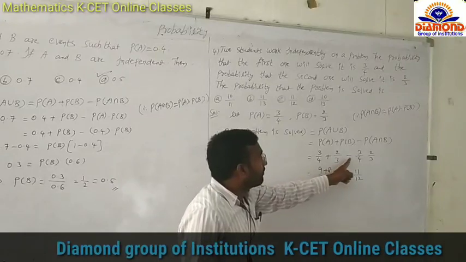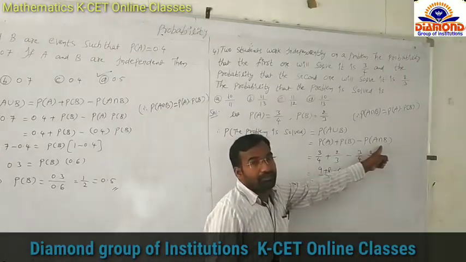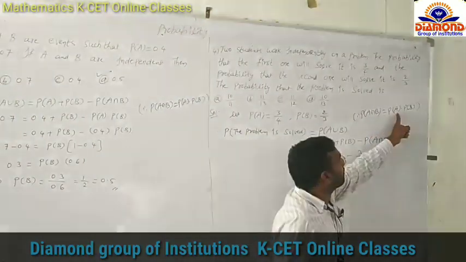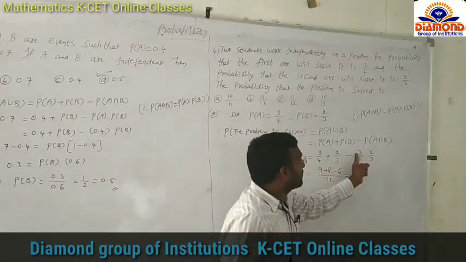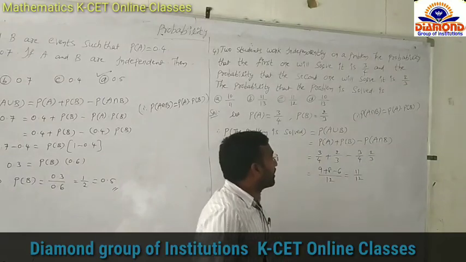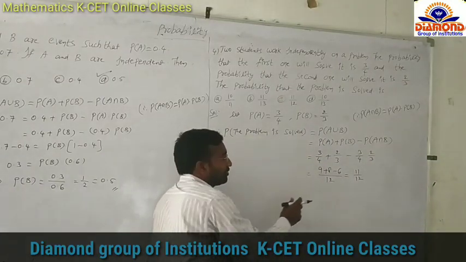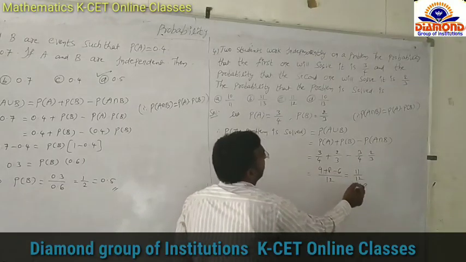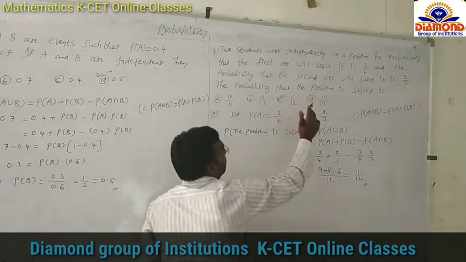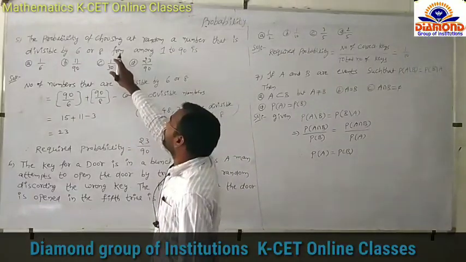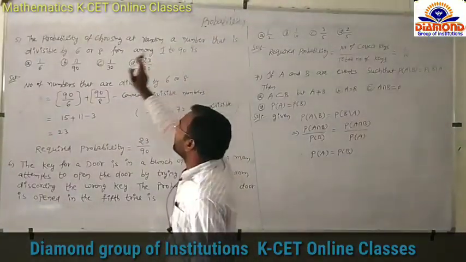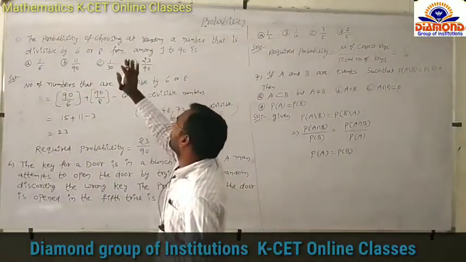Substitute here. Minus P of A intersection B is nothing but, here A, B are independent events. That's why you can take P of A intersection B equals P of A into P of B, that's 3 by 4 into 2 by 3. Here LCM is 12. So 9 plus 8 minus 6 equals 11 by 12. So option is C.